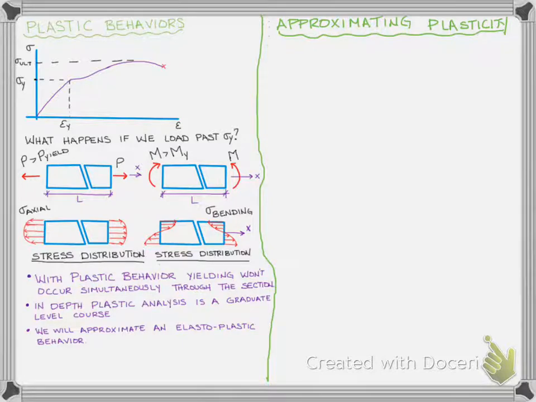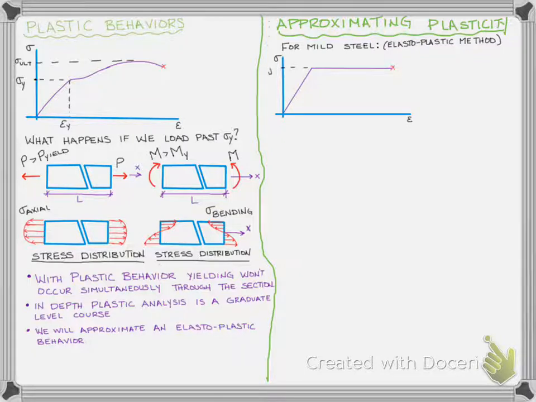So if we approximate our plasticity, we want to start with the mild steel elasto-plastic method, and what would happen is that we ignore strain hardening. We say that we either are below yield and below the yield strain, or once we hit yield, we are perfectly plastic. And of course, we have our modulus of elasticity that we would initially load along that slope. But once we hit yield, we just keep deforming without any additional load until we choose to take the load off. And of course, when we unload, we would unload with the same modulus of elasticity slope E.